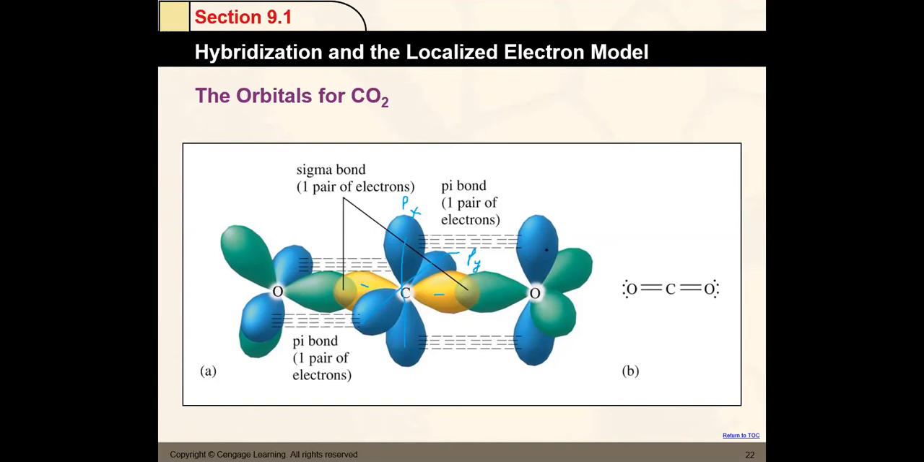This oxygen is also sp2. This one is sp, but this one is sp2 because it has three electron groups. What are the three electron groups? The three electron groups for oxygen are the lone pair, the second lone pair, and the double bond. That's why it's three electron groups. Three electron groups is sp2. For carbon, it's two electron groups, this double bond and this other double bond, so sp.